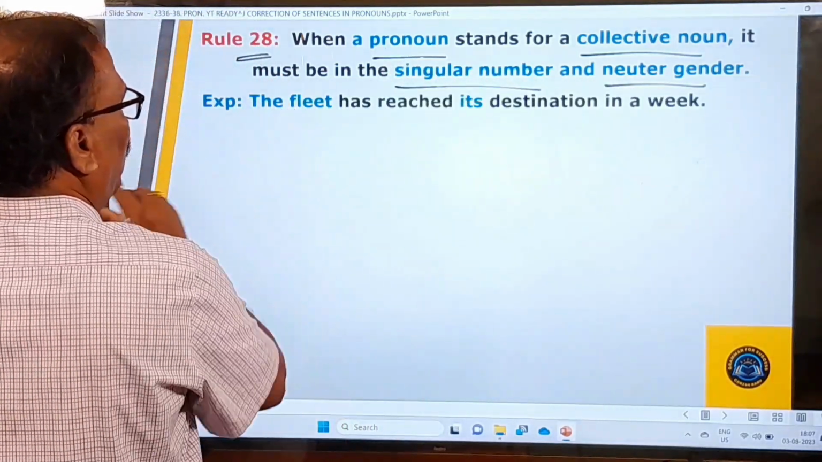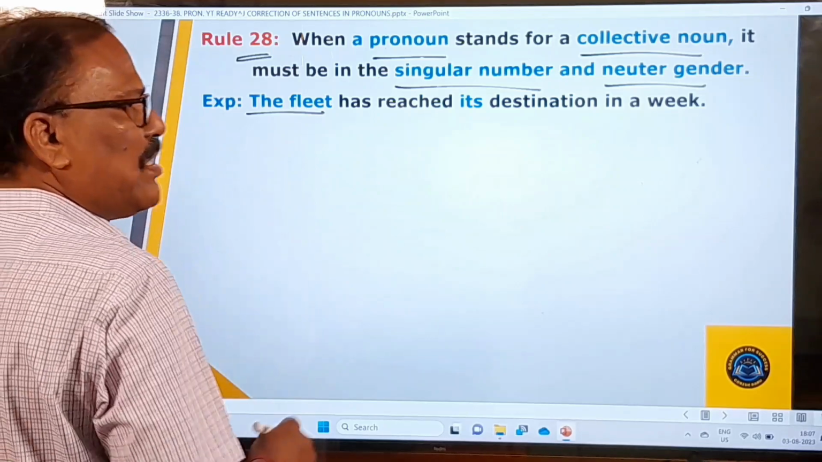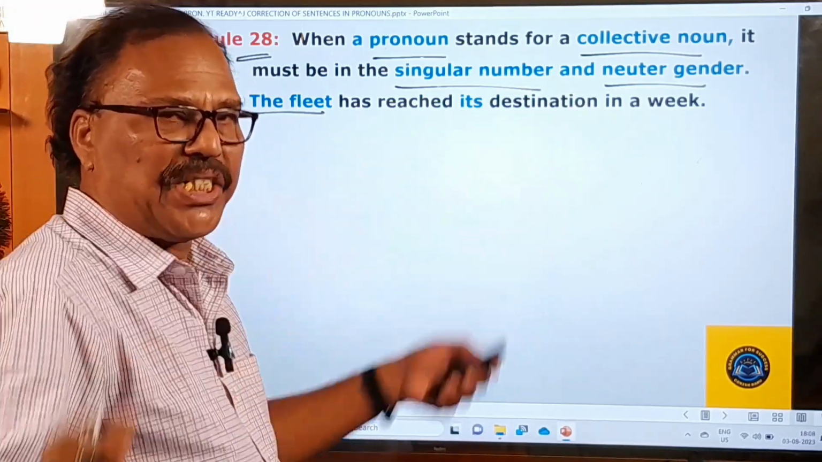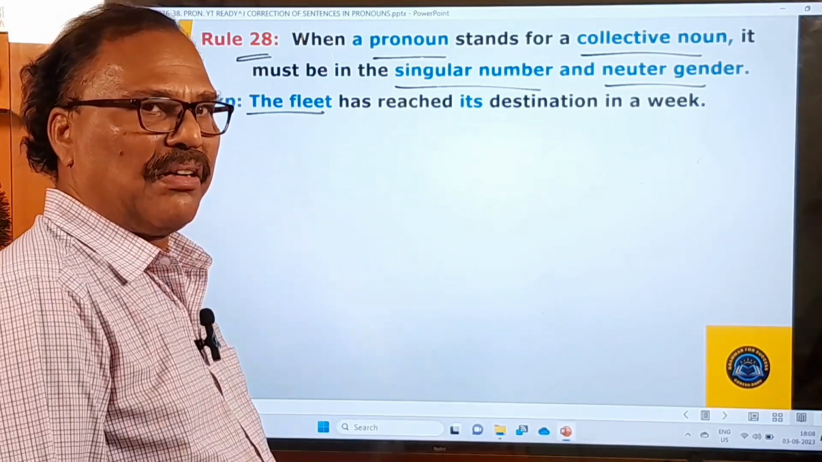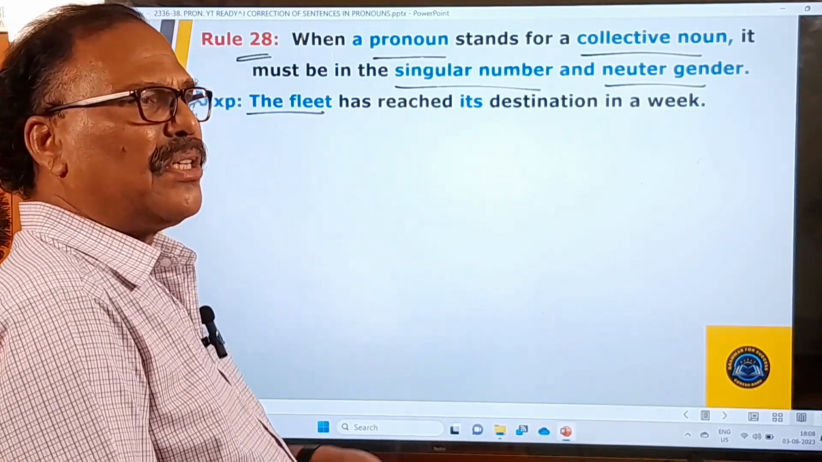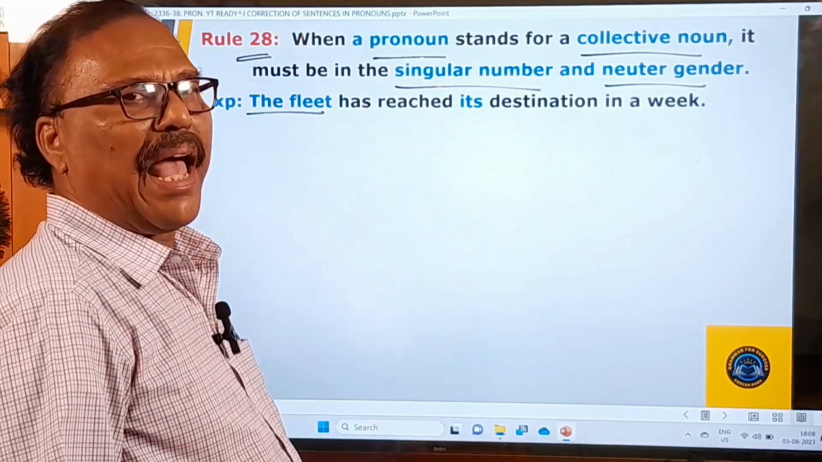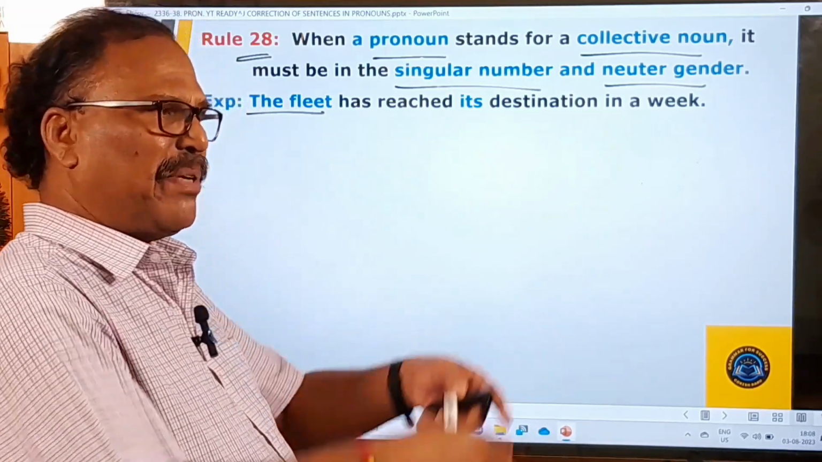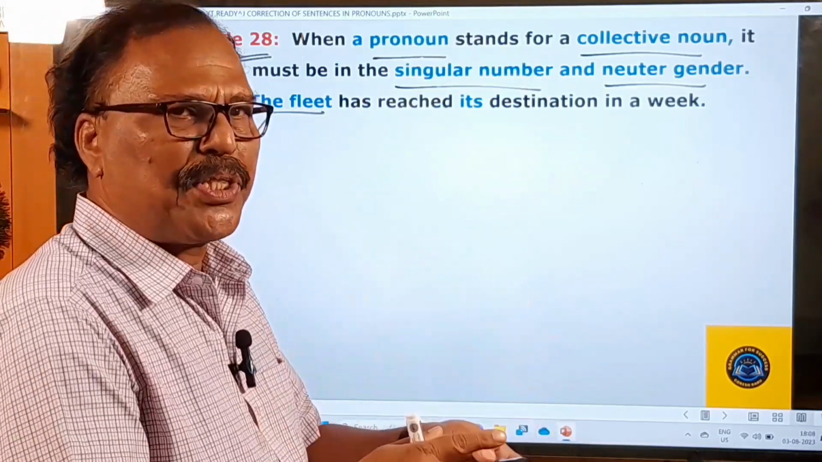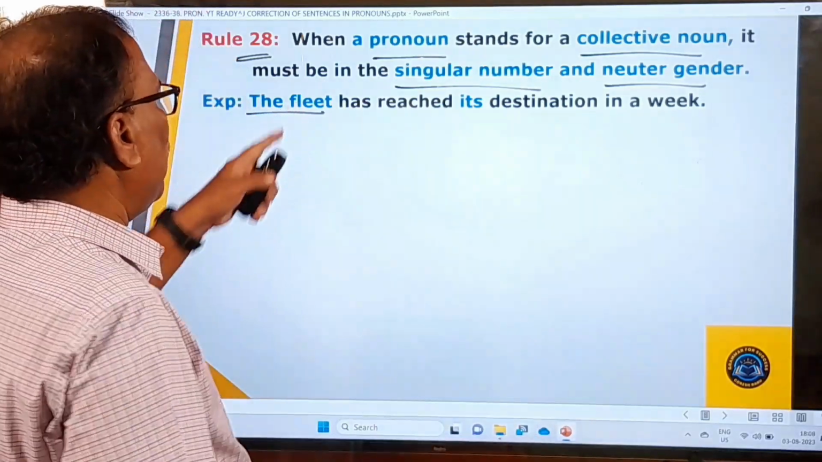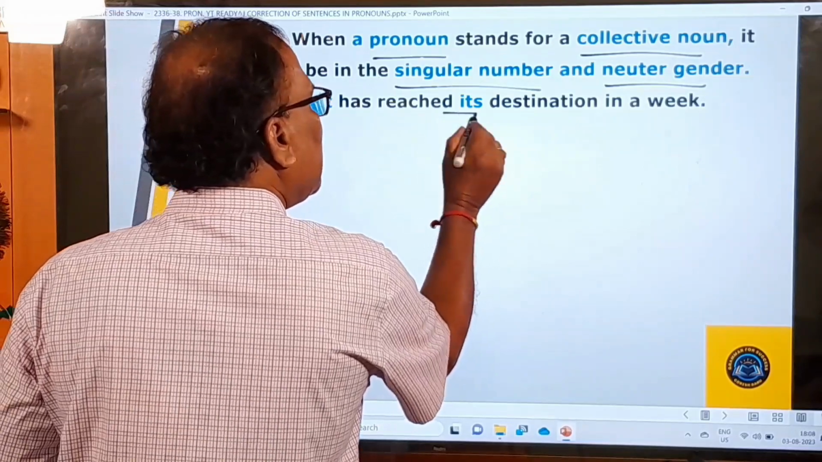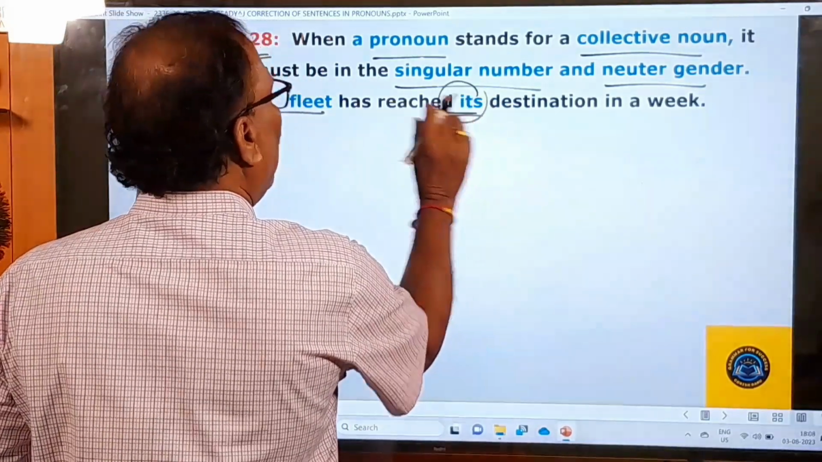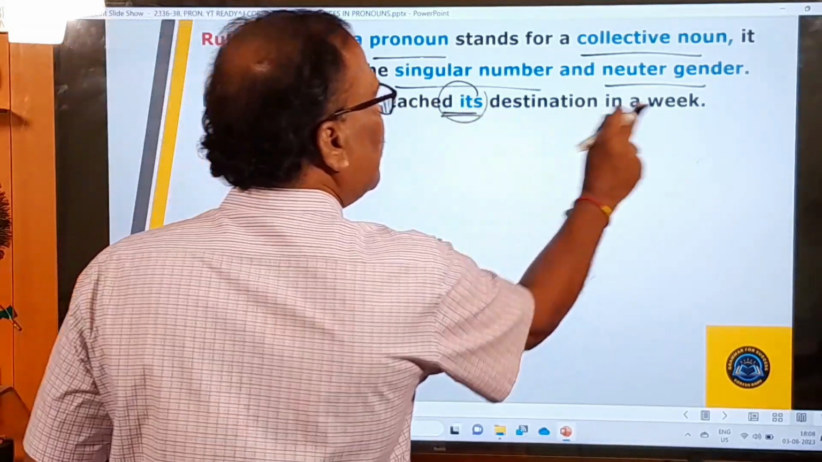Here one example is given. The fleet. A fleet means a group of ships in the harbor. If you go to Vizag harbor, you can find so many ships anchored in the harbor, and they are all called a fleet. A group of ships is called a fleet. The fleet has reached its destination. Fleet is singular and therefore "its" is singular. The fleet has reached its destination in a week.